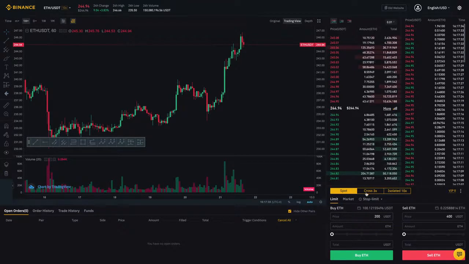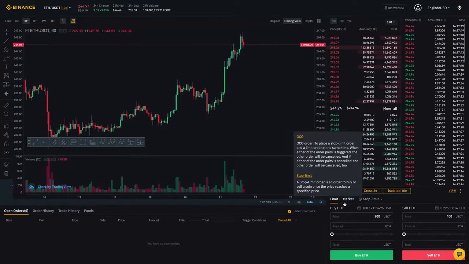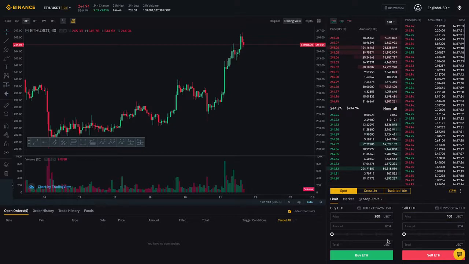So there's spot, cross, and isolated. They're all a little bit different, and you might be confused as to what those are. So again, in this video, I'll be breaking down the differences between these three and some of these functions over here. I'm going to do that for both the buy and sell side. So Ethereum, let's just say the limit, right?